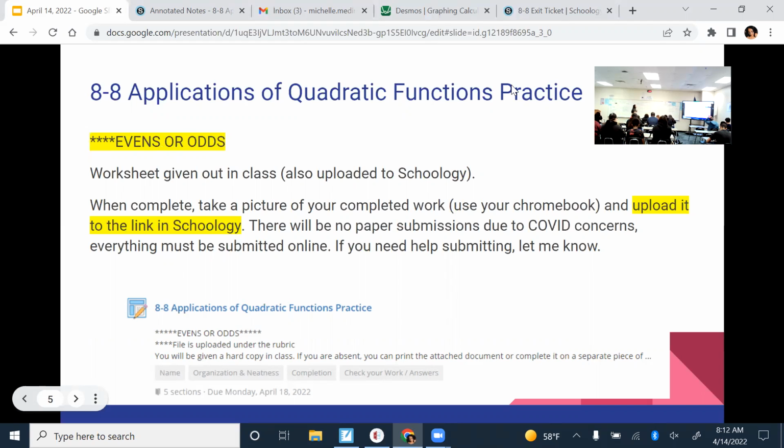Because on Monday, when you walk in, we're going to go over the answers really quickly, do the exit ticket, and then play a little review game for topic 8 afterward. You know Mondays are short, so it probably won't be very much that we get done.